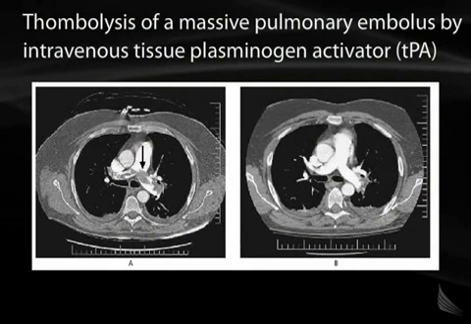Here you can see a chest CT scan with contrast. On the left, the arrow is pointing at an area that's darker inside the area of the pulmonary artery. This is a pulmonary embolus. And on the right, you can see after TPA therapy, the pulmonary artery is completely clear, that the TPA molecule has broken down the clot.